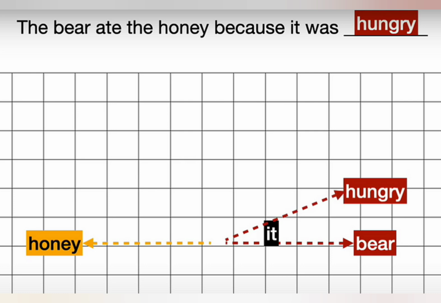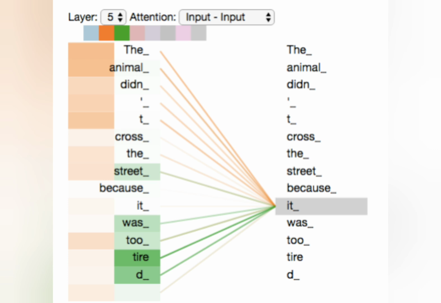I can give you another famous example, the "it" example. The sentence is, "The bear ate the honey because it was..." What is "it" here? Is it the bear or is it the honey? If the next word in the sentence is "hungry", then it's the bear. If the next word is "delicious", then it's the honey. So attention allows the model to connect the correct words even across a long sentence. That's the real power of transformers.